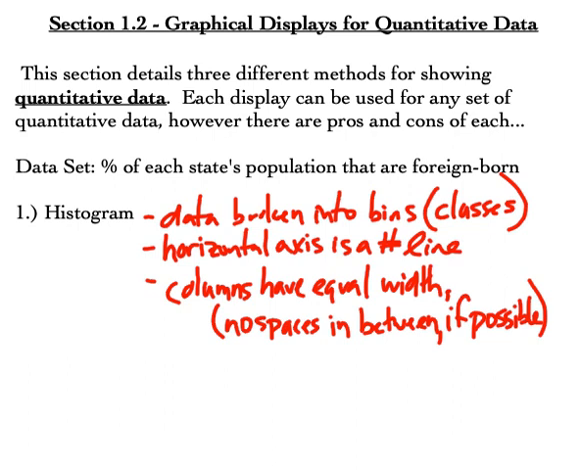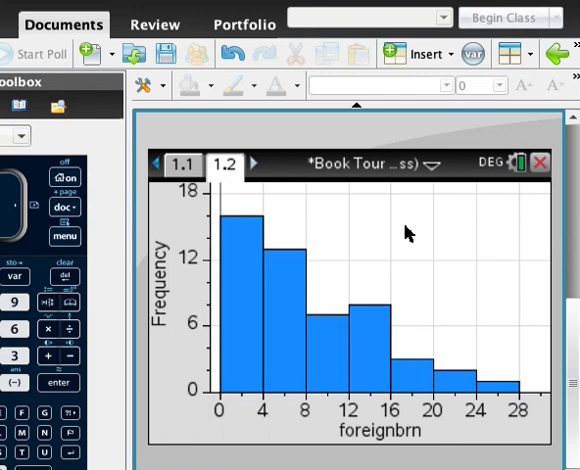Your calculator can do this, and you may have seen this already in previous classes, but this is a data set of, I think, the percentage of foreign-born citizens in each state. I think there are 50 data points here. It might be Puerto Rico or something else in there as well, but I think there are 50 numbers. So this is what a basic histogram would look like. You can see from this that the horizontal axis is a number line. Notice that it goes from 0 up to 28. The bin width, or the class width in this case, is 4.